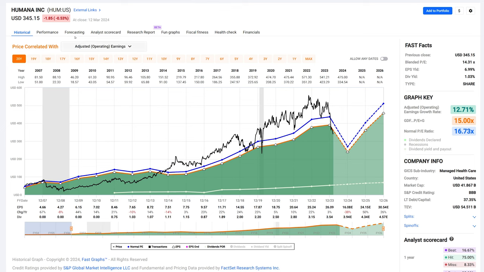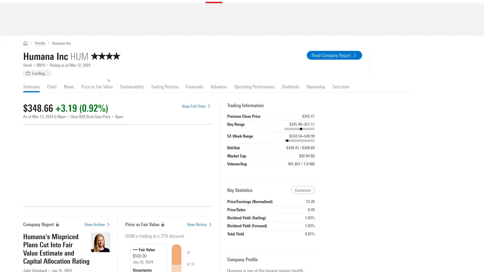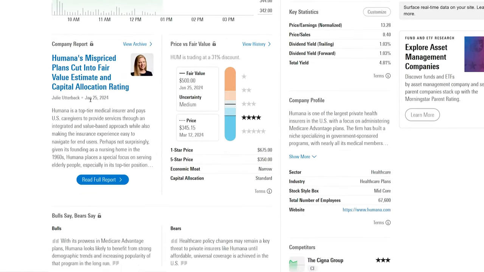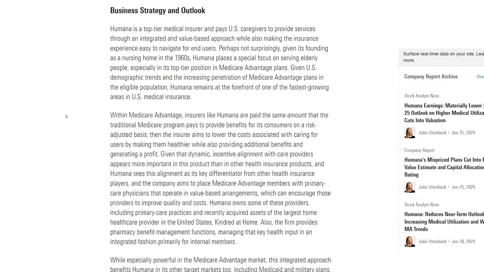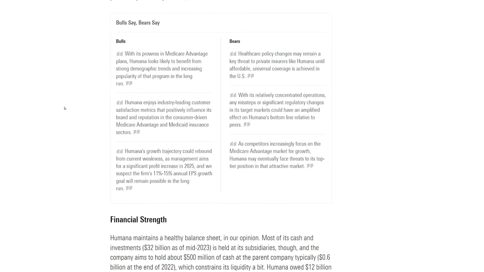Now, you can go into other research services here through FASTgraphs, go into the external links, and we can go into Morningstar very quickly. And Morningstar did talk about the fact that Humana's mispriced plans cut into their fair value estimate and their capital allocation rating. So management did blow it in terms of pricing their plans. But it was also this increased utilization, weak pricing, that really caused many of the errors in their forecasts.